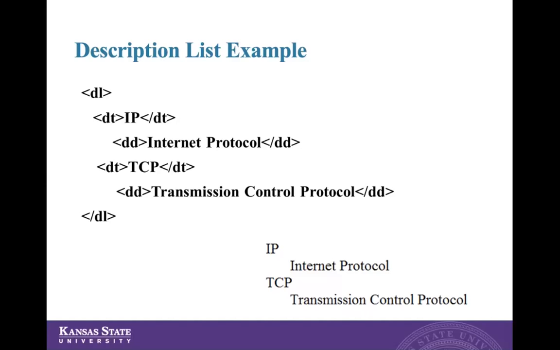And then we want the next one there, TCP, to go back to the left again. So we do DT and then our TCP in between those tags. And then the DD stands for Transmission Control Protocol. All right, and I keep mentioning this, but really the power of CSS when we get into that is we can add a bolder, bigger font size for the IP and the TCP. So we can tell it that we want those DT elements to be bigger and bolder. And then we can tell it we want the DD elements to maybe be smaller or italicized or a different color or something like that.